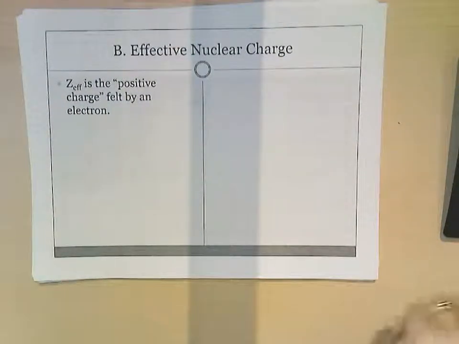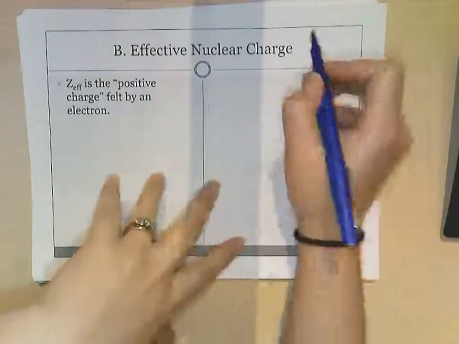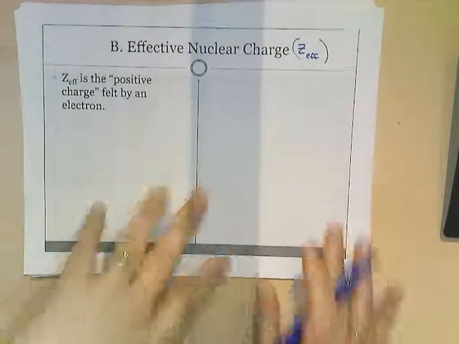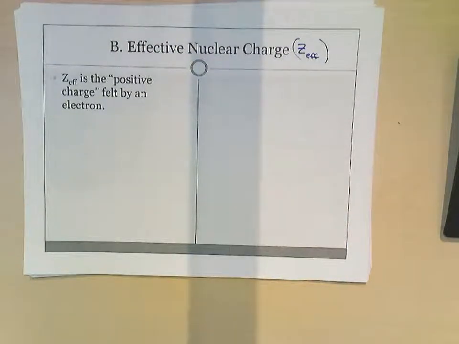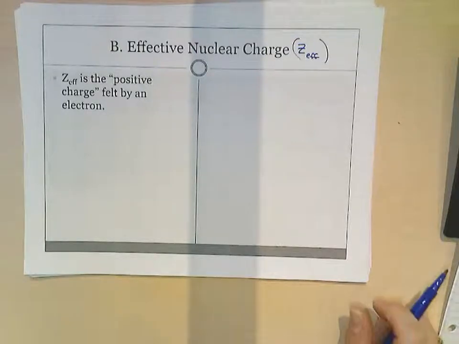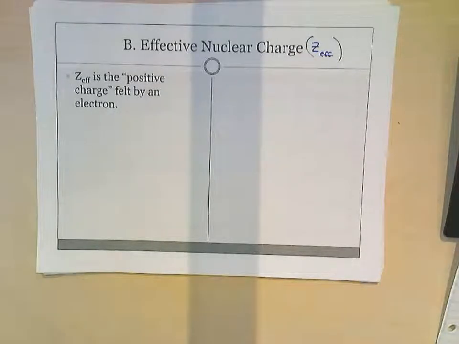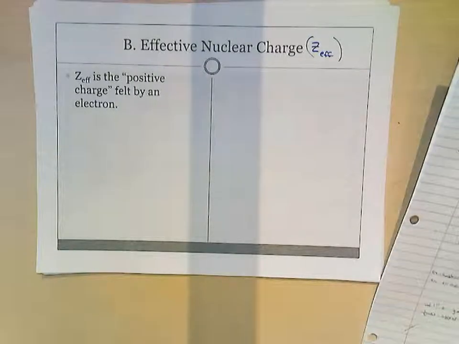One, this is the least intuitive, so we'll spend some time talking about it, is the effective nuclear charge, which is abbreviated Z sub EFF. And so this effective nuclear charge is the, quote, positive charge felt by any single electron. So we'll walk through what I mean by positive charge felt by an electron.